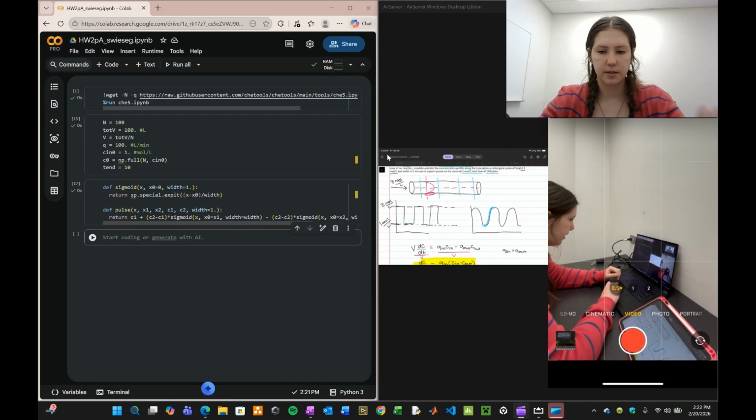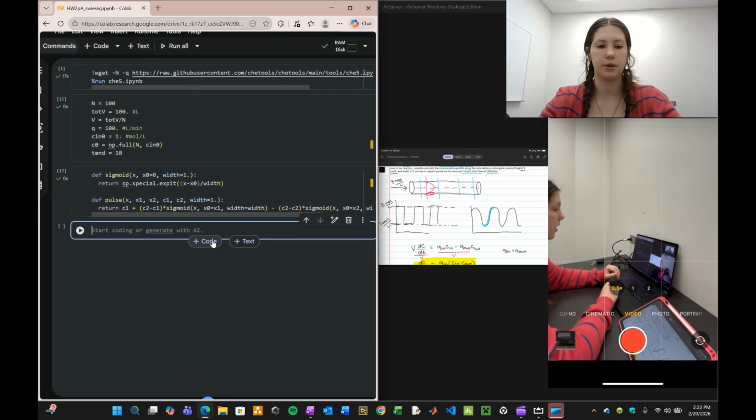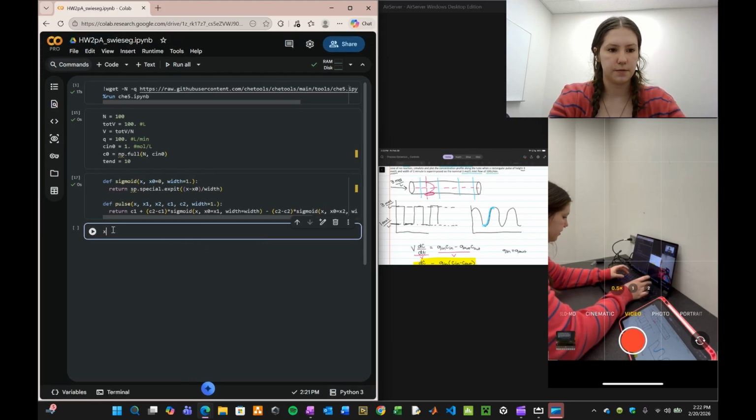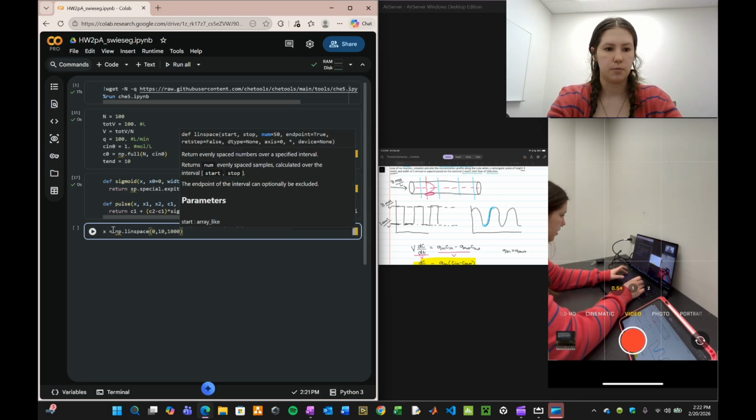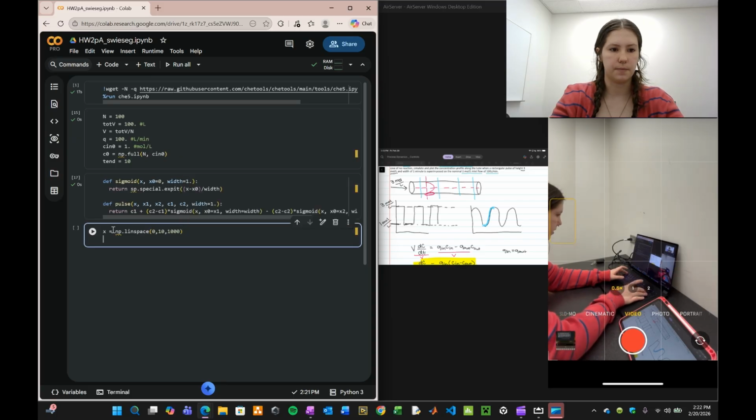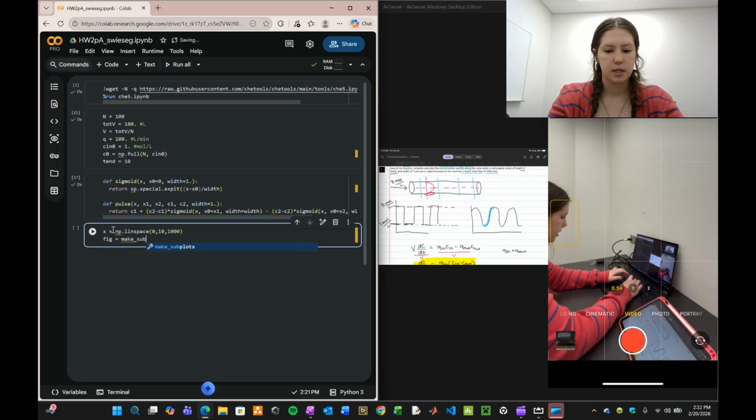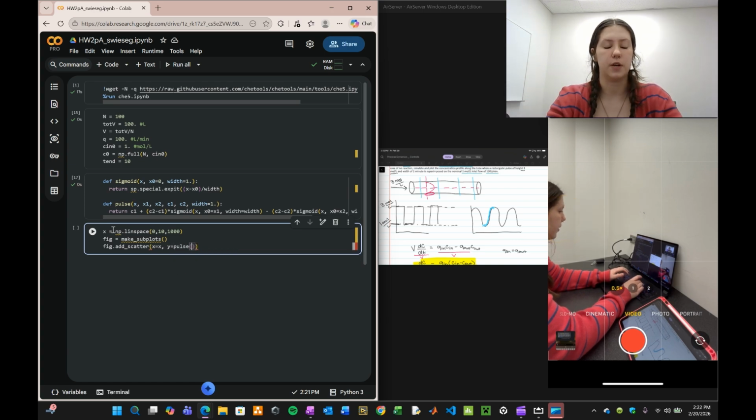Right, so I shifted my screen over a little bit so we can see the plot we're going to make now. So let's define x to be equal to numpy.linspace, and then we want it from 0 to 10 and 1000 points there. And then we want to add a plot, so we're going to do fig equals make subplots, and then fig.add_scatter, and we want it to plot our x equal to x and our y to be equal to our pulse function.